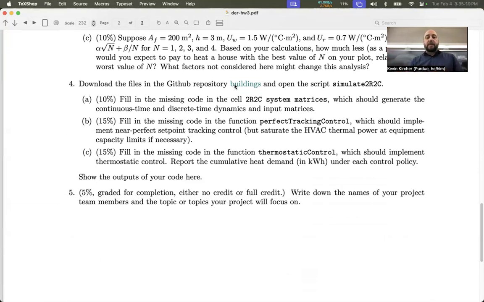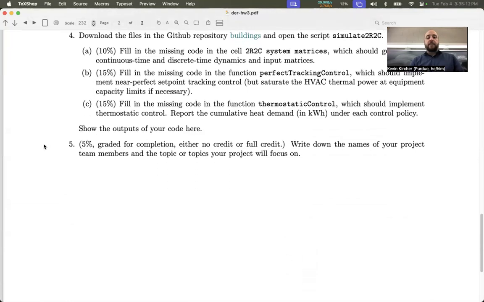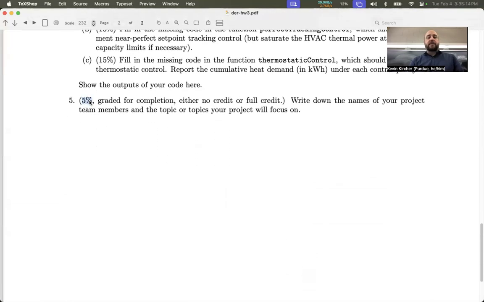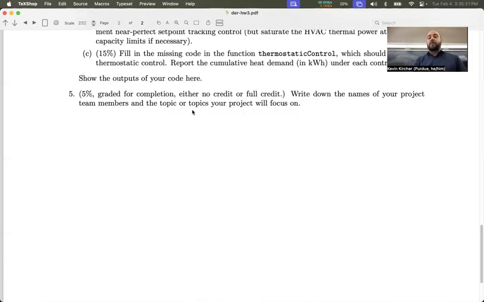And then there's a coding problem as well, and I will walk through the code briefly. And then there's just a little final question here. Either you do it or you don't, but we just ask you to write down the names of your teammates and the topic or topics that your team wants to focus on for your project.